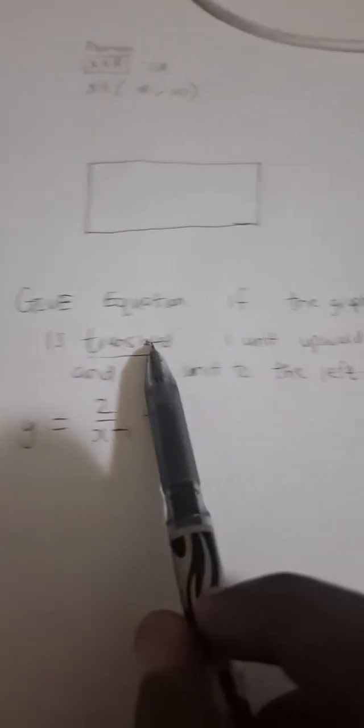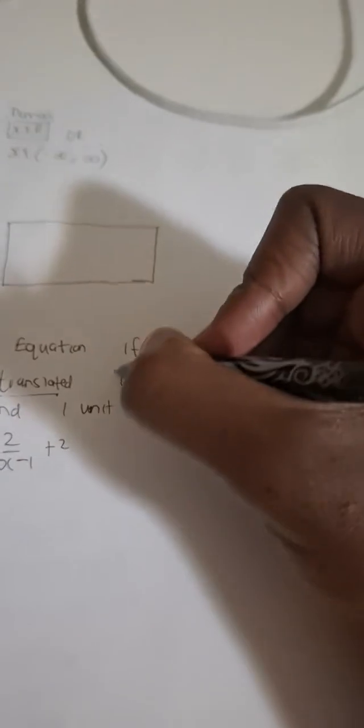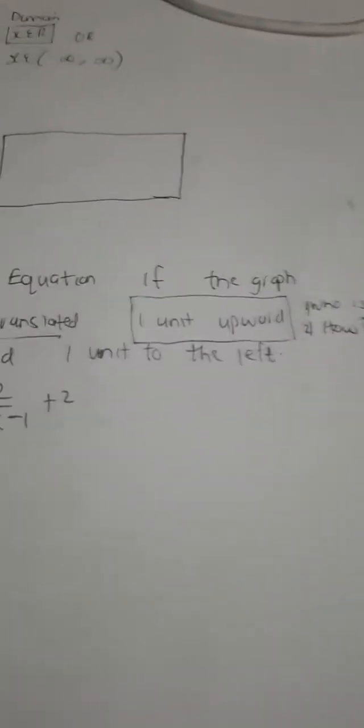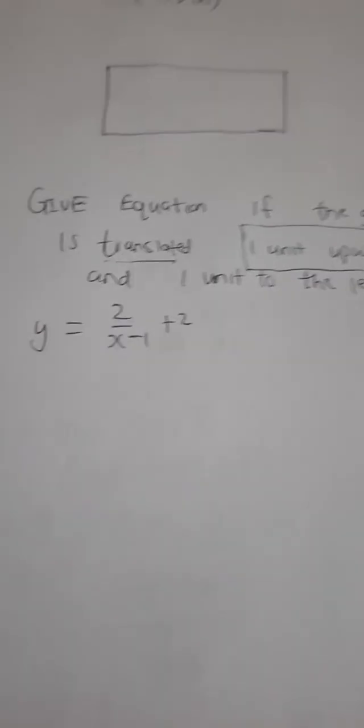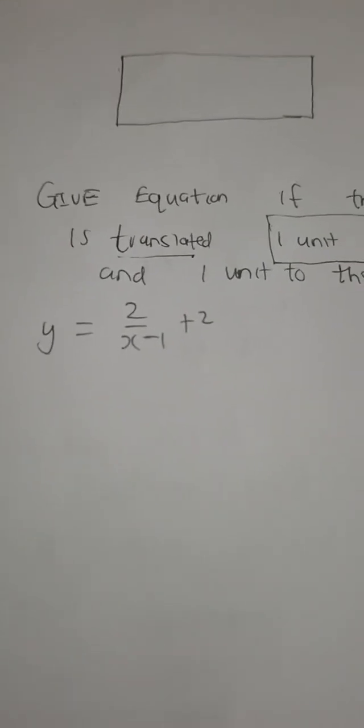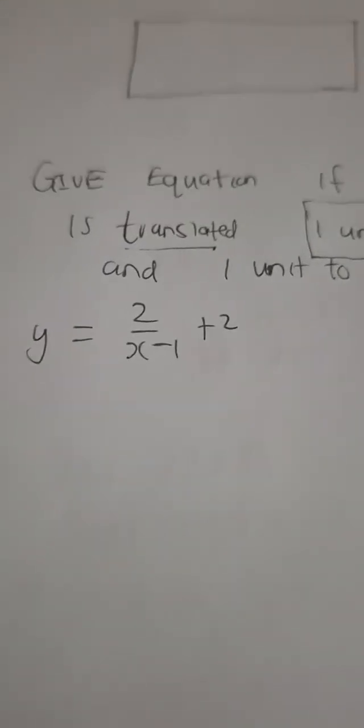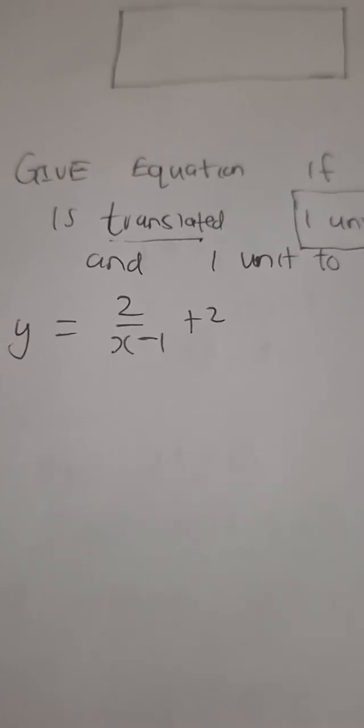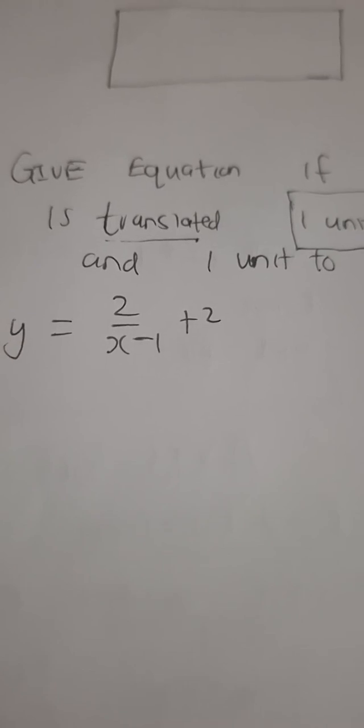Now what are they saying to us? If the graph is translated 1 unit upward, what does it mean when they say 1 unit upward? Who is affected? And how? Using those two questions, who is affected? When we say 1 unit upward, who, first and foremost, let's start there. Who is affected? And then 2, how is he affected?